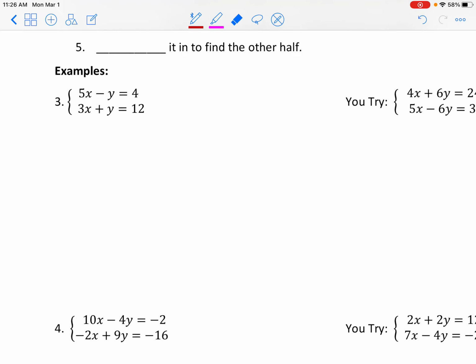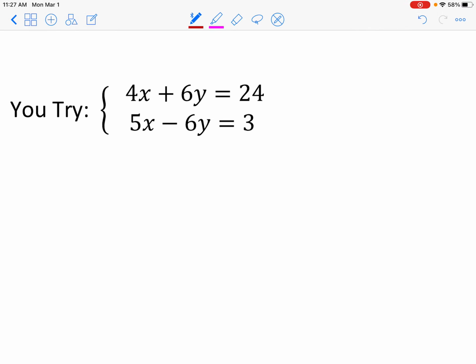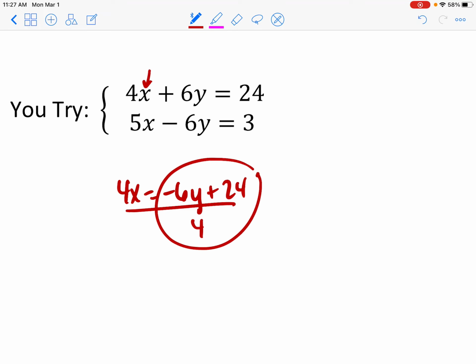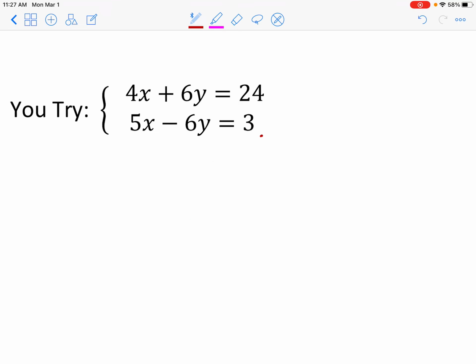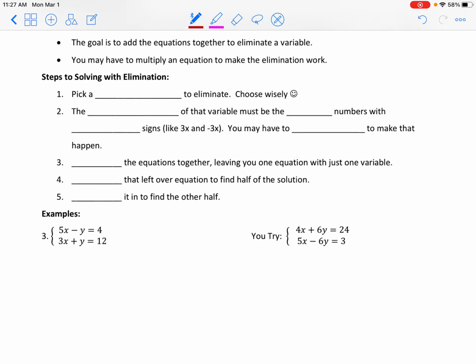And the reason we want the option is not so much for a system like this one, where getting y alone, for instance, wasn't too bad. It's more for a system like this one. If I wanted to choose to get, let's say, this x by itself, well, I would have to subtract over the 6y, and I would have to divide by 4. And then I would be plugging in something with fractions into the next equation, and I don't know that I want to do that. And the same would be true if I wanted to get y by itself here, or y by itself here, or x by itself here. So getting a variable alone is not always ideal, which is why we have this other process.